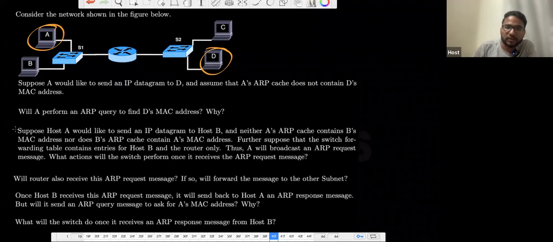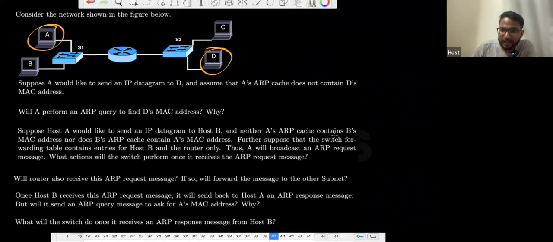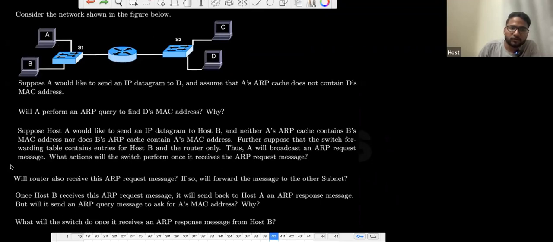Now let's do this. Suppose host A would like to send an IP datagram to host B, and neither A's ARP cache contains B's MAC address nor B's ARP cache contains A's MAC address. So A would like to send the IP datagram to host B only in this case. Further, suppose that the switch's forwarding table contains entries for host B and for the router only.